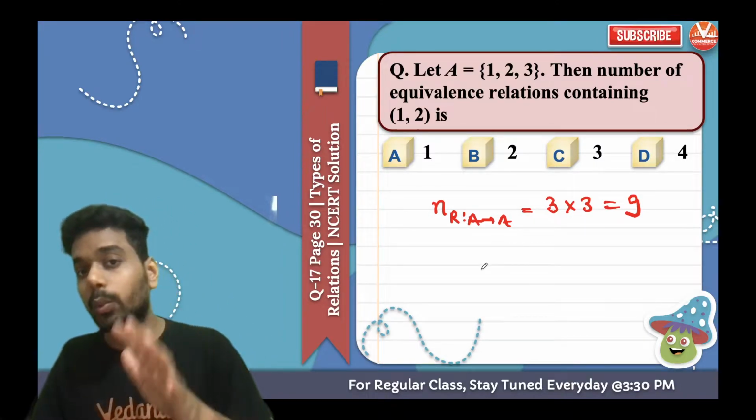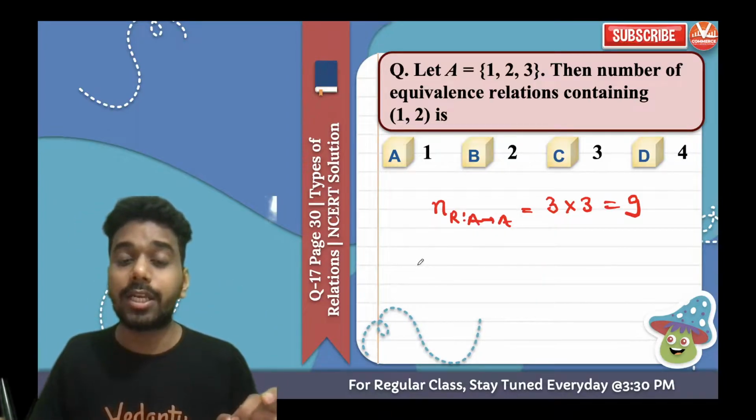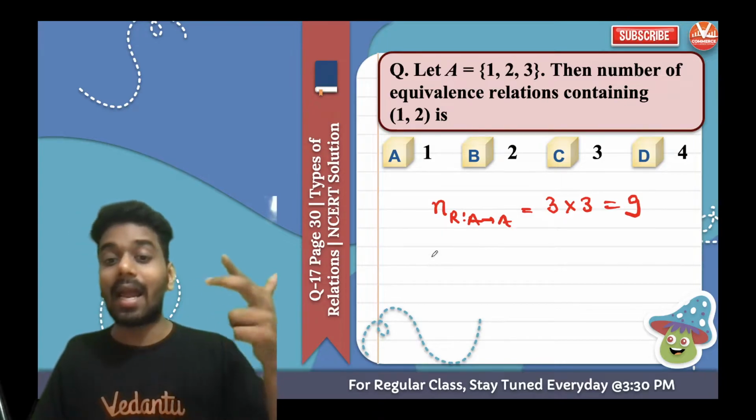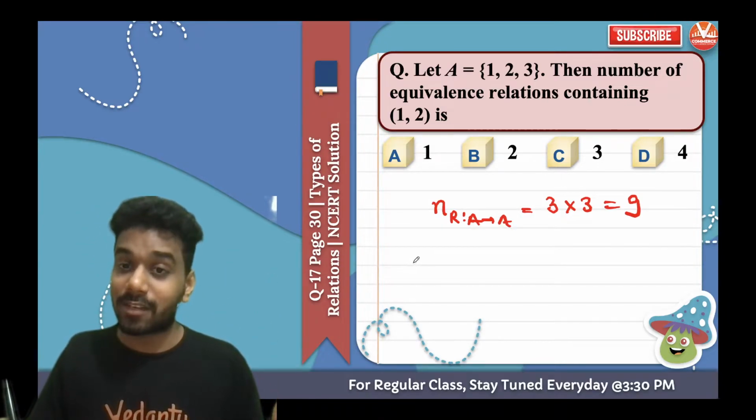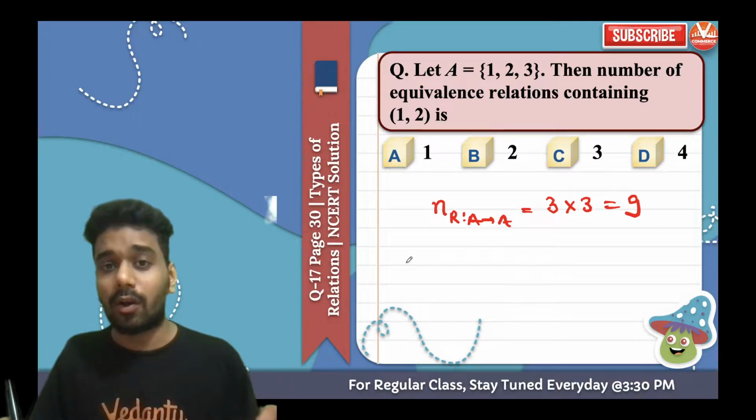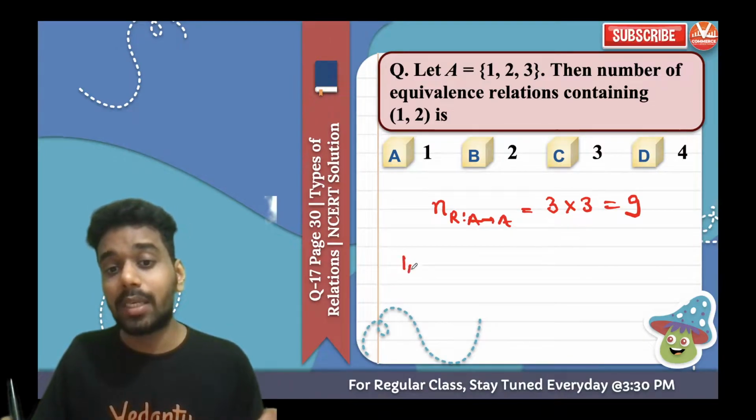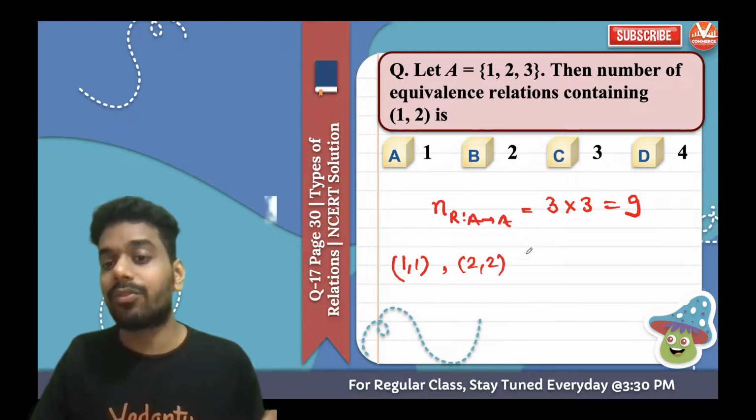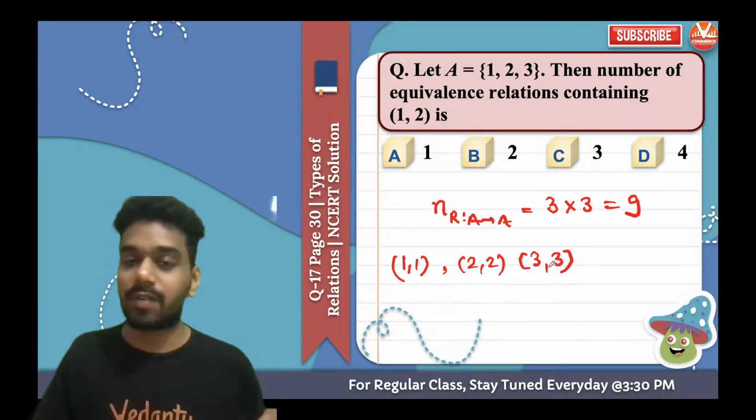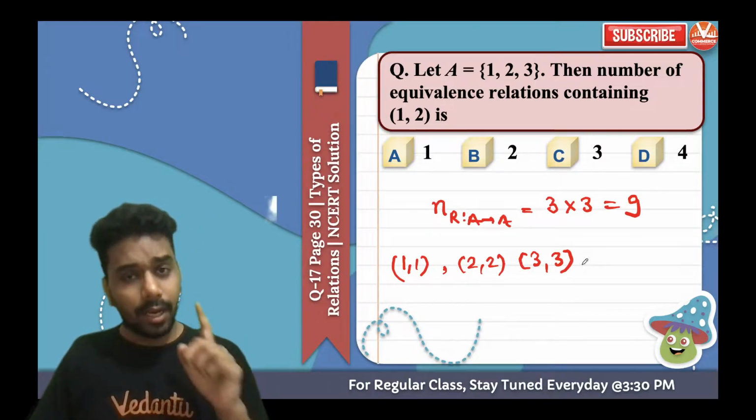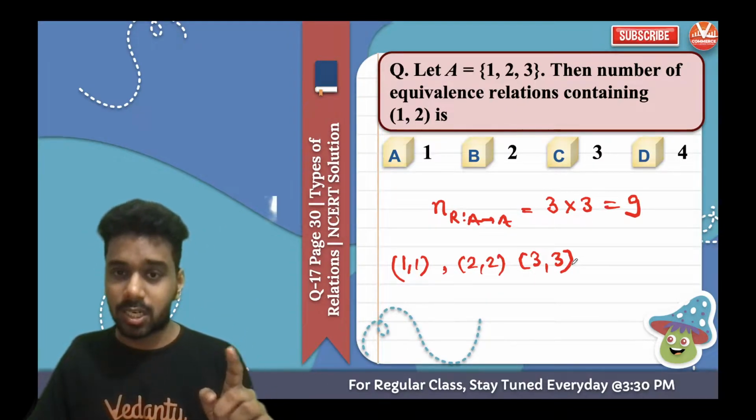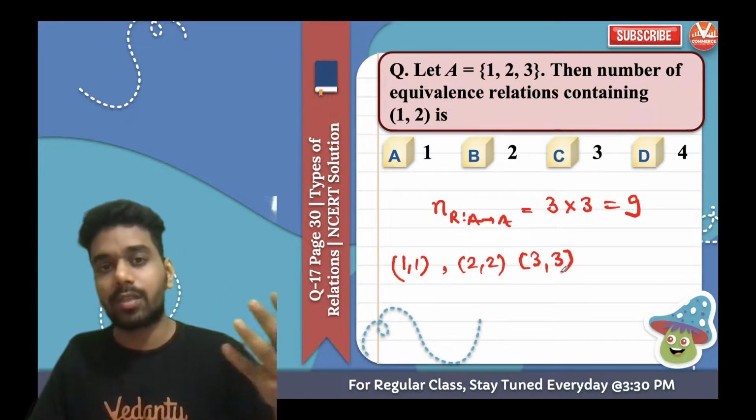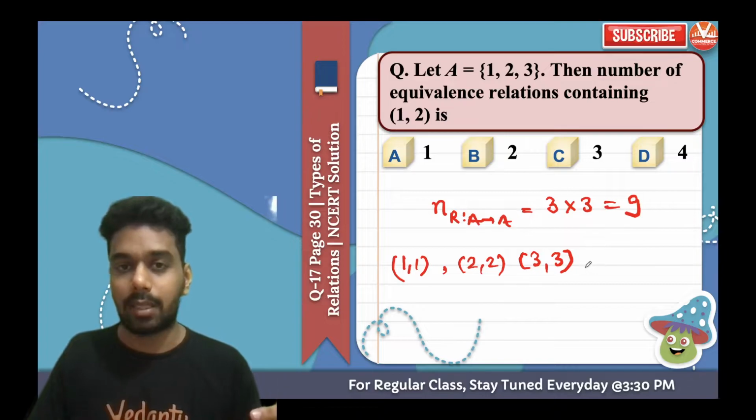So 1 comma 2 is necessary, but an equivalence relation must satisfy the conditions of reflexive, symmetric and transitive. Reflexive says every element of the set A must be connected to itself: 1 comma 1, 2 comma 2 and 3 comma 3, and this is how we have satisfied the condition of reflexive. Now never check for symmetricity for ordered pairs of the kind A comma A, because they always satisfy it. So we will not waste time on this.